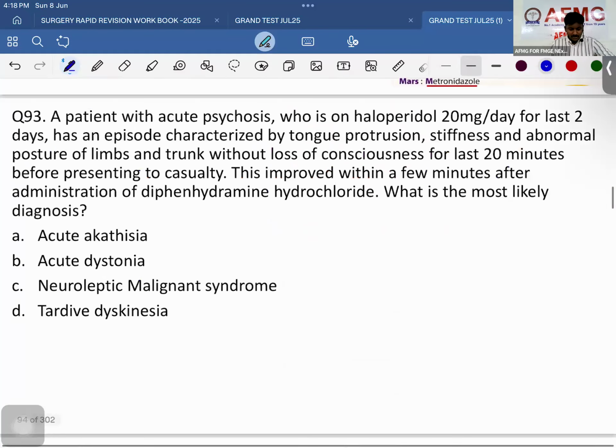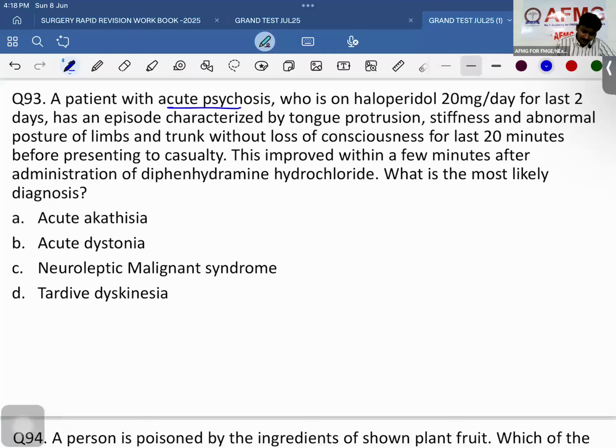Done? Question number 93. A patient with acute psychosis, who is on haloperidol 20 mg per day for the last 2 days, had an episode characterized by tongue protrusion, stiffness, and abnormal posture of the limbs as well as trunk without any loss of consciousness. Meaning she was conscious but had abnormal posture along with stiffness and tongue protrusion. It lasted for the last 20 minutes before presenting to casualty. This improved within a few minutes after administration of diphenhydramine hydrochloride. What is the most likely diagnosis?